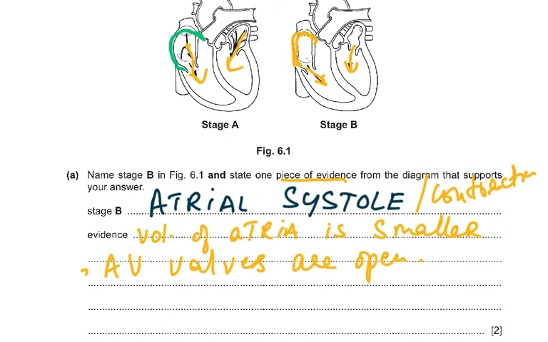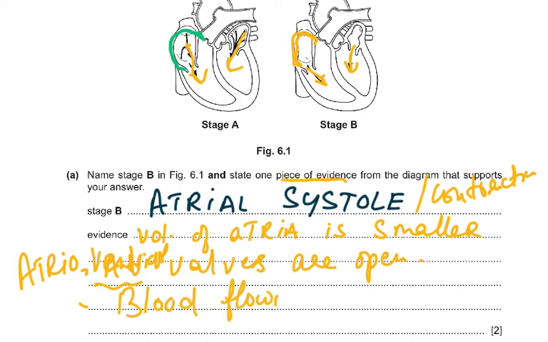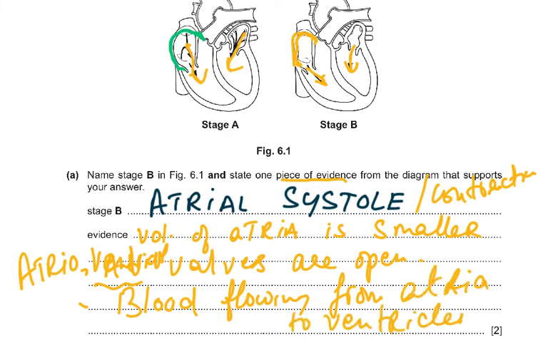Of course, you can't write this abbreviation. I would rather you write the whole word, atrioventricular, so that you get the mark for this, because AV is not an allowed abbreviation. And the blood is flowing from the atria to the ventricles. You can see the arrow showing blood flowing from atria to ventricles. So you can see here I've completed the mark scheme.